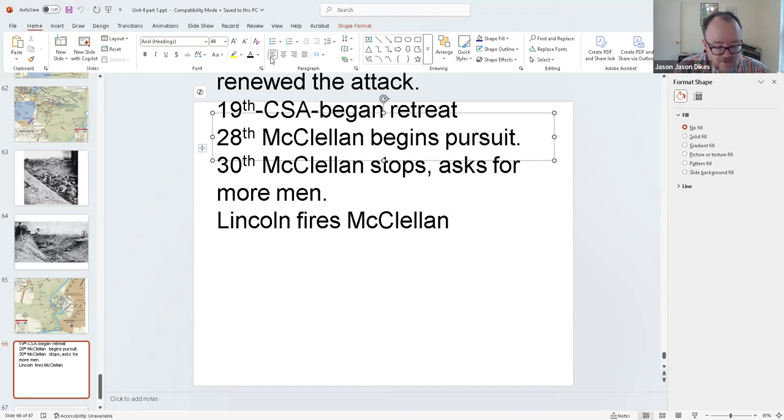His next few generals aren't much better: Ambrose Burnside and then fighting Joe Hooker. They ain't going to be much better. All right, so that gets us through 1860 and 1861, 62 in the military situation.